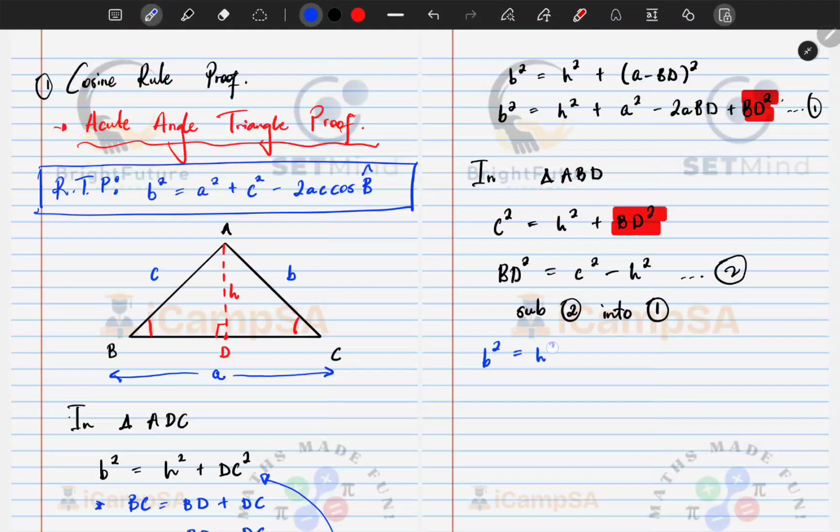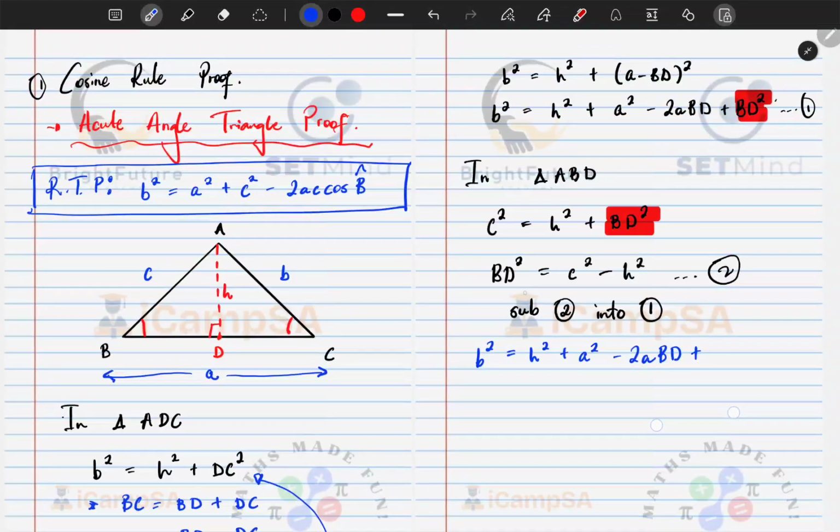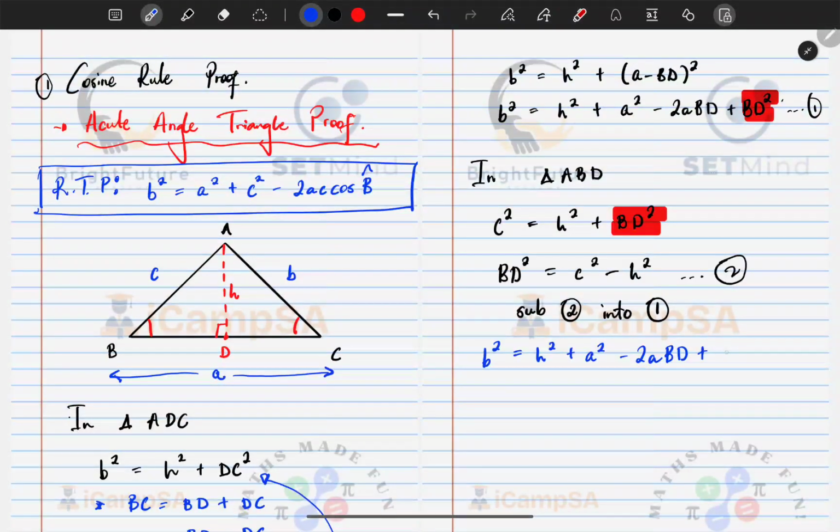And now what I'm going to be left with is b squared is equals to h squared plus a squared minus 2abd plus, what is bd squared? BD squared is actually c squared minus h squared, right? Notice how I did not put brackets because of the positive sign, so it would not affect anything inside the bracket.